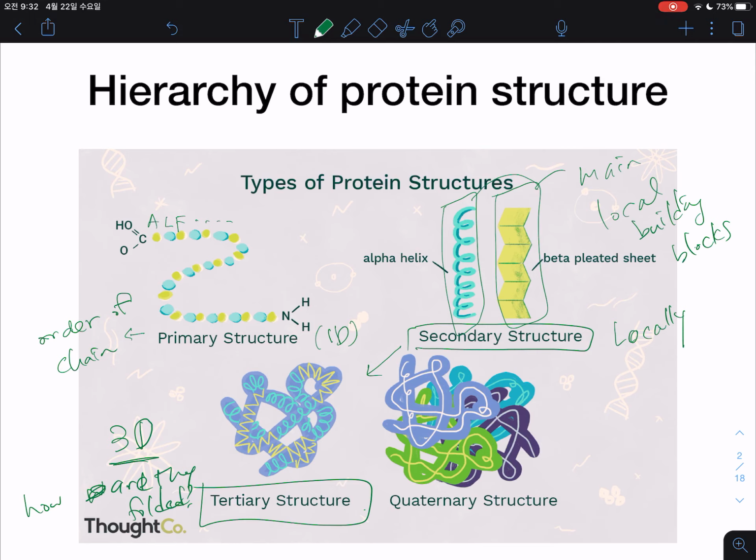And after that, there's also a structure called quaternary structure. The quaternary structure is about how individual proteins are assembled together. Here, different colors mean different individual protein chains. So the quaternary structure is a protein assembly. Individual protein chains are aggregated, assembled together. That's called quaternary structure.